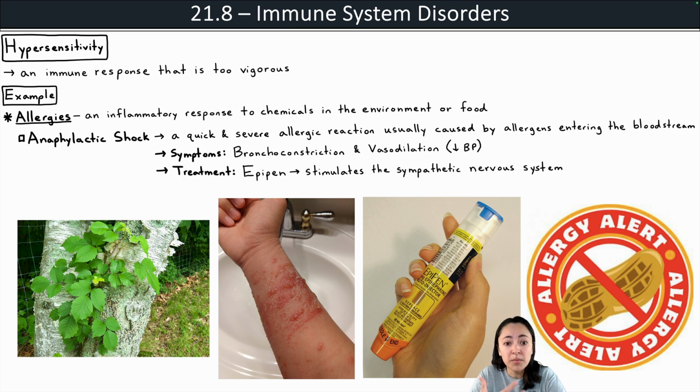The treatment, if somebody's in anaphylactic shock, is using an EpiPen. An EpiPen actually contains epinephrine, and if you remember, epinephrine is really important in stimulating our sympathetic nervous system. So when you inject that epinephrine into the body, it stimulates bronchodilation, so it opens up the airways, and the sympathetic nervous system also stimulates vasoconstriction, so it causes the blood vessels to constrict throughout the body. That helps to increase the blood pressure.